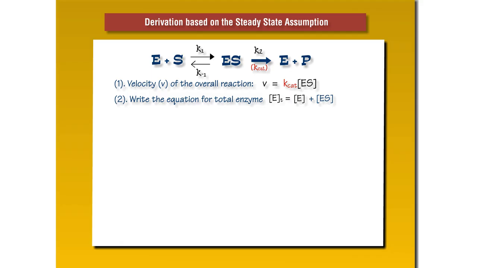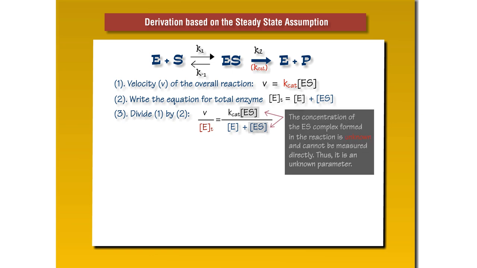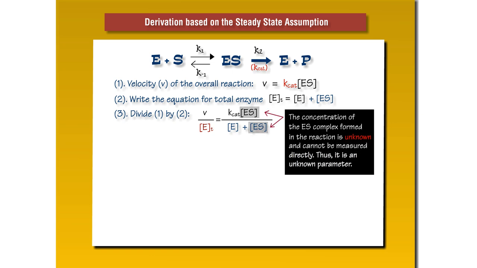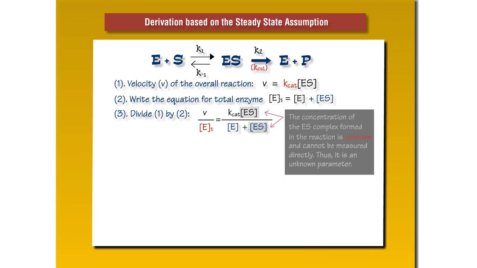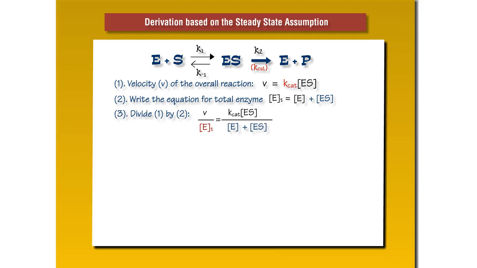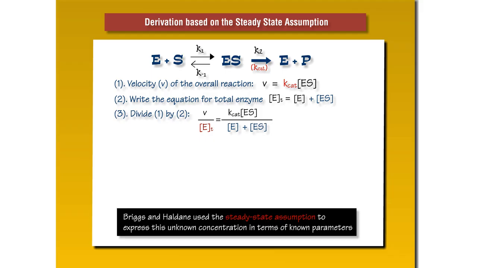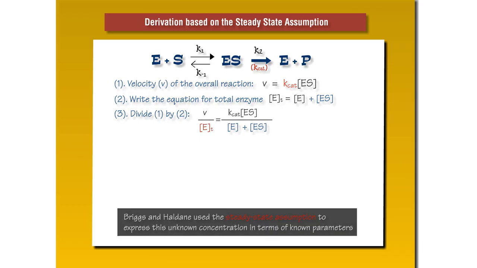Therefore, one must take this into account by dividing the reaction velocity by the total amount of enzyme present in the reaction mixture. This equation would be perfectly adequate if the concentration of the ES complex were known. However, because the concentration of the ES complex formed in the reaction is unknown and cannot be measured directly, Briggs and Haldane used the steady-state assumption to express this unknown concentration in terms of known parameters.